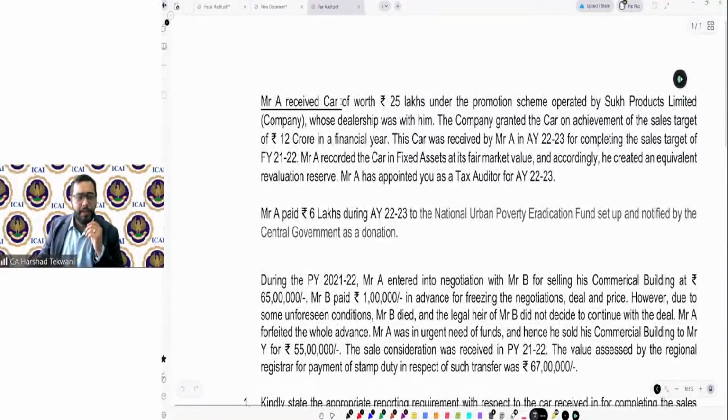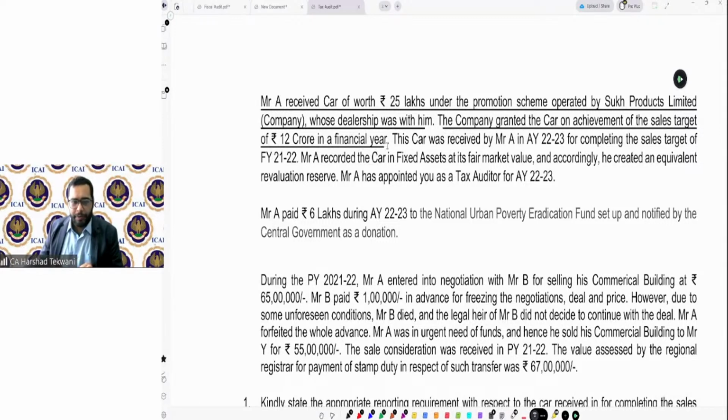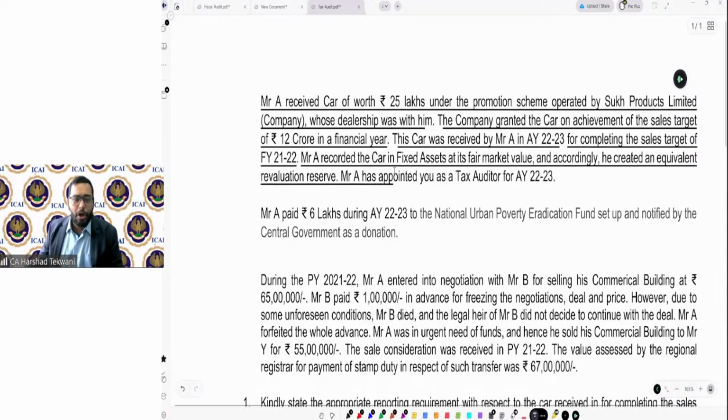Mr. A received a car worth 25 lakhs under the promotion scheme operated by Suk Products Limited, a company whose dealership was with him. The company granted the car on achievement of the sales target of rupees 12 crore in a financial year. The car was received by Mr. A in AY 22-23 for completing the sales target of FY 21-22. Mr. A recorded the car in the fixed asset at its fair market value, and accordingly, he created an equivalent revaluation reserve.